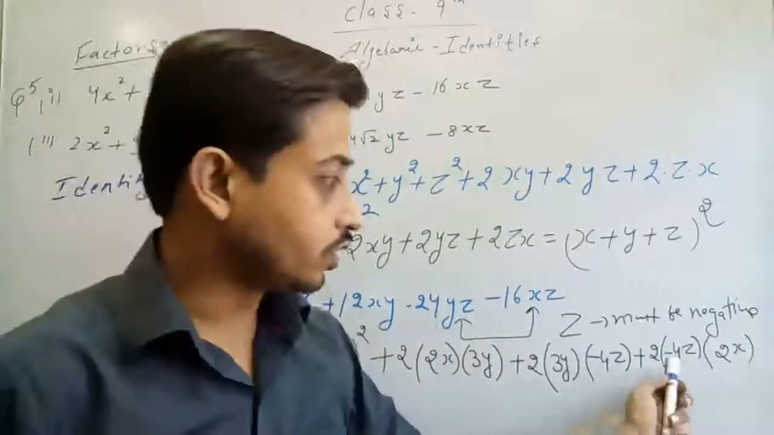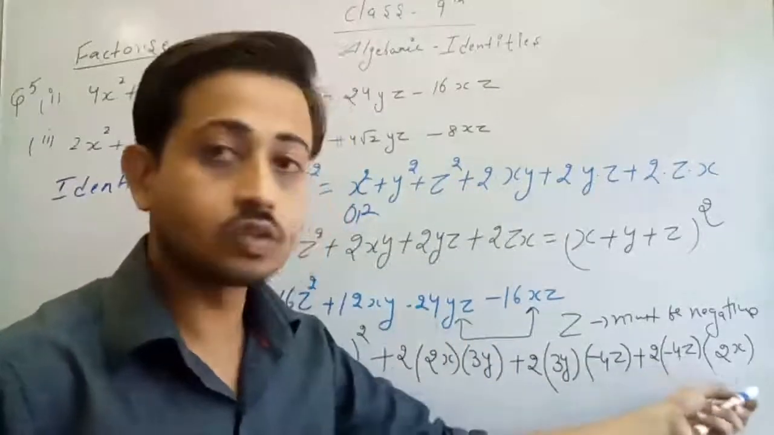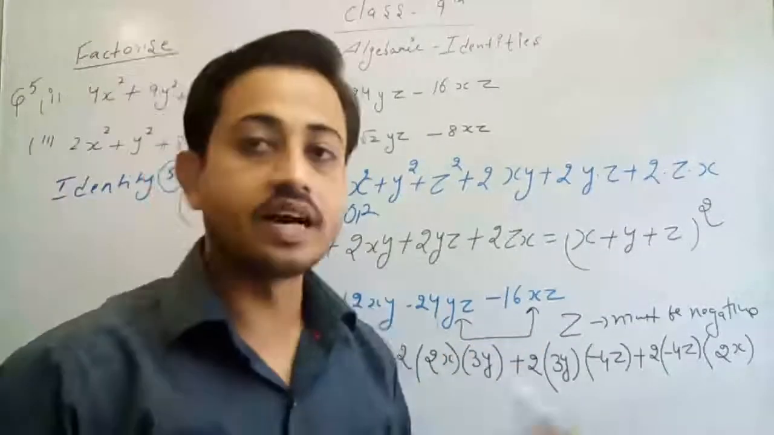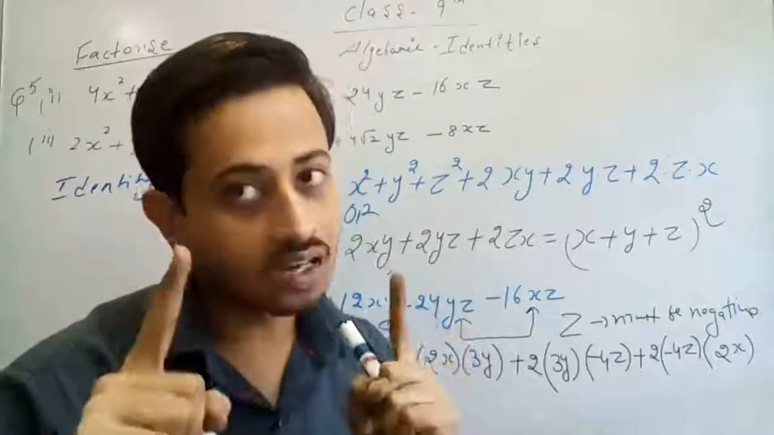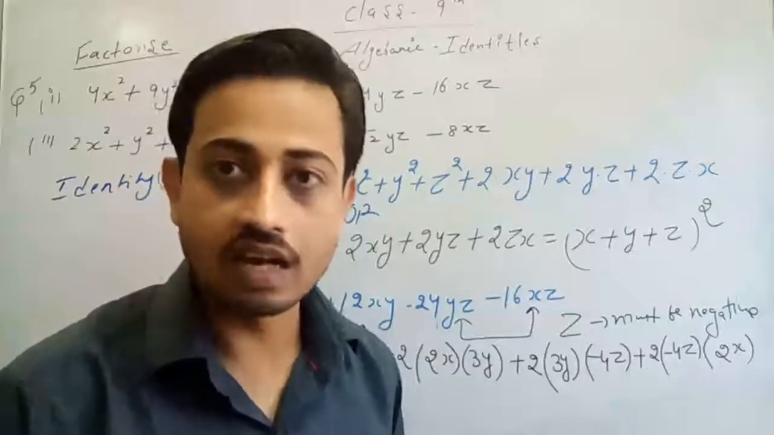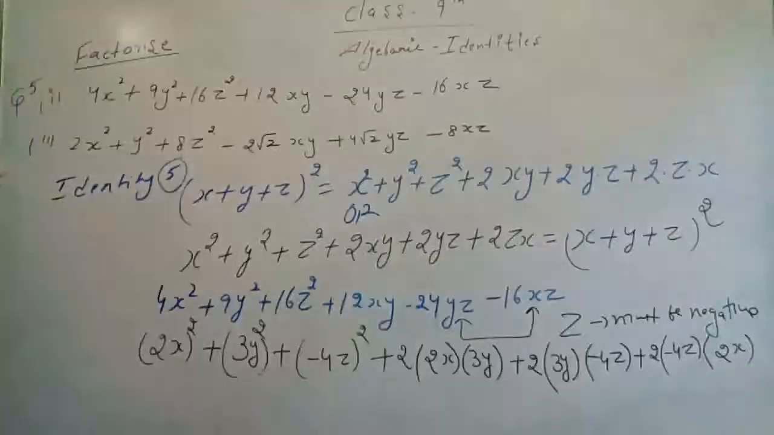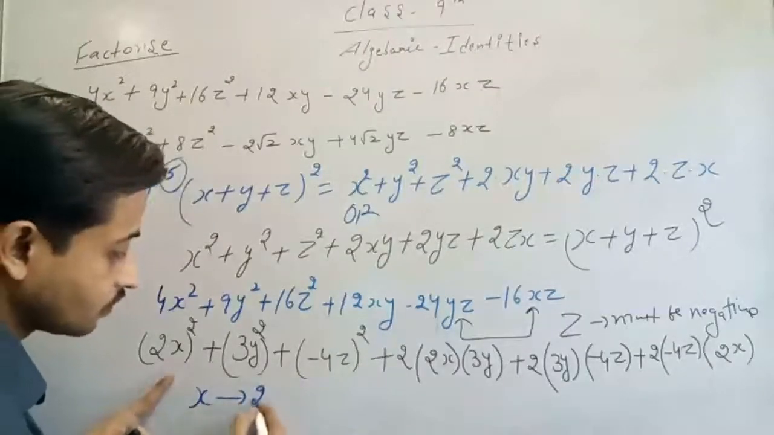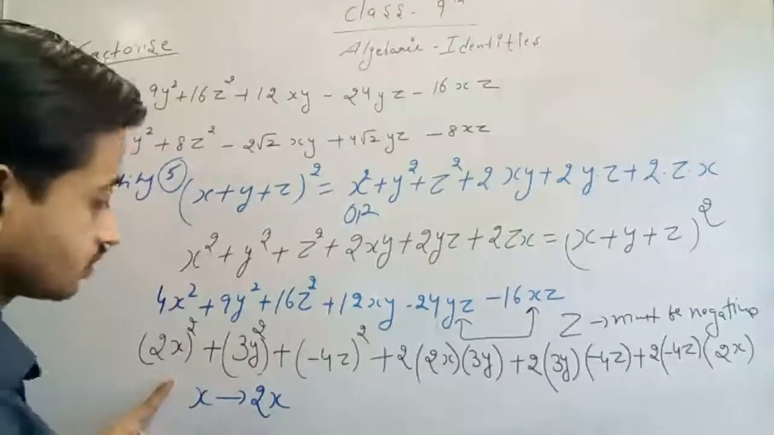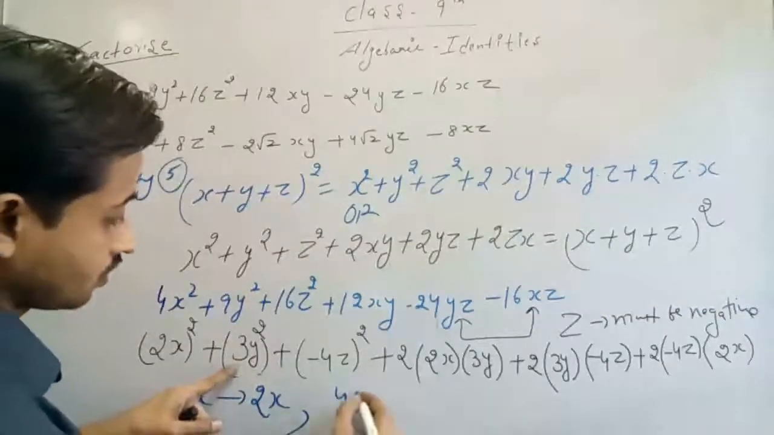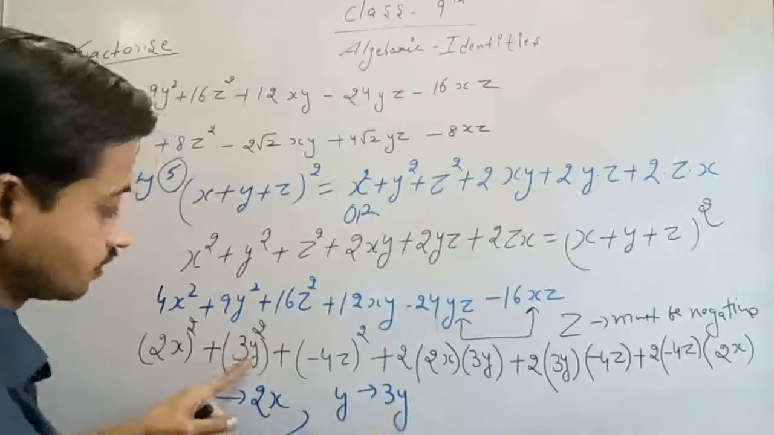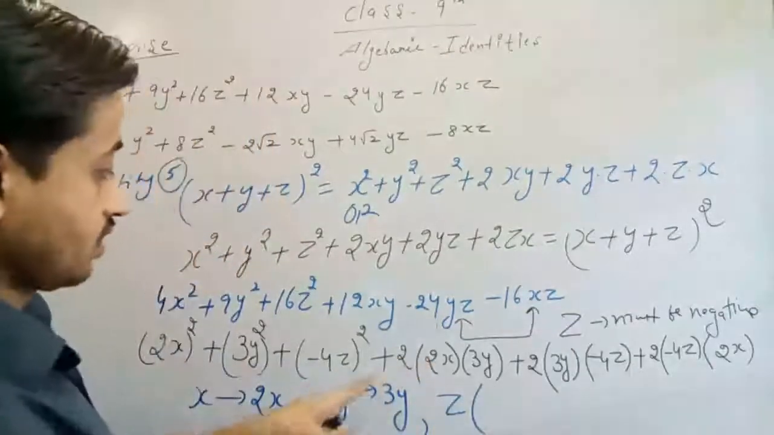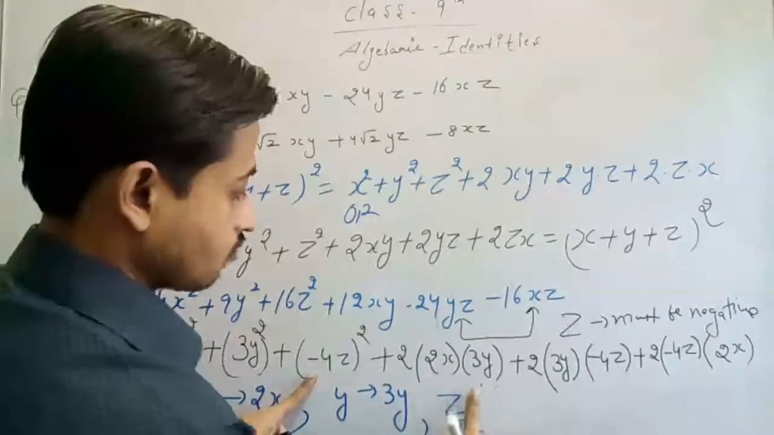Now do 2 into minus 4, minus 8. Minus 8 into 2, minus 16. So here we get minus 16, which means the identity totally matches with the question. Now what do we have? x is 2x. y is 3y. And z is minus 4z.